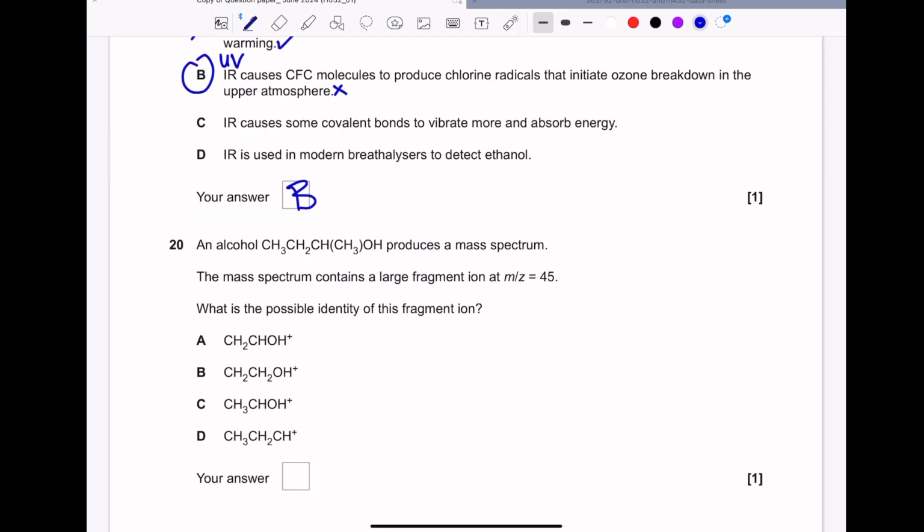Question 20 is an alcohol. This one produces a mass spectrum. The mass spectrum contains a fragment ion at m/z 45. What is the possible identity of this fragment? So looking at our options, the first one, if we find the Mr, that would tell us the m/z value as well, and that is equal to 44, so that's not the answer. The one below that is 40.